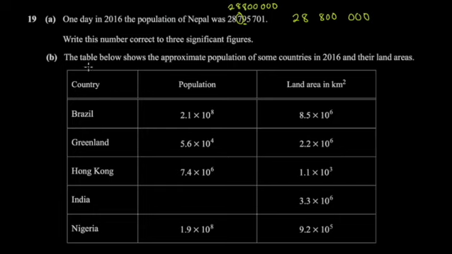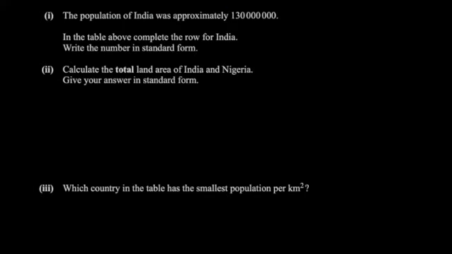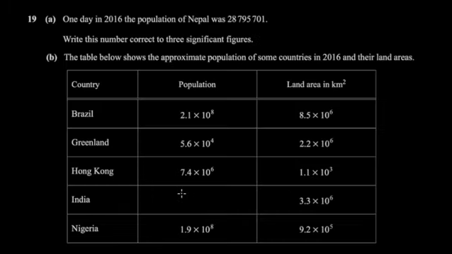So the next part, it gives us this table. Okay, so I'm going to delete this part, and then I'm going to show you the questions for the next part. So the questions, they say the population of India was approximately 130 million. Okay, in the table above, complete the row for India. Write the number in standard form. So you're supposed to write for India here. We are told that this is supposed to be 130 million. Okay, so 130 million like this.